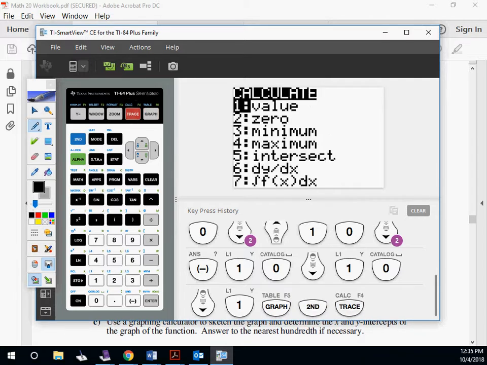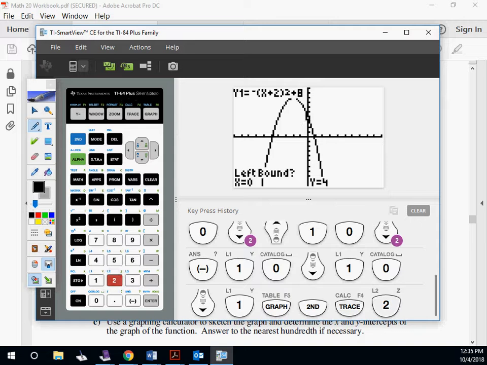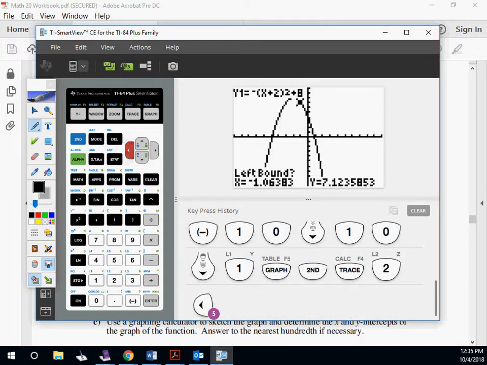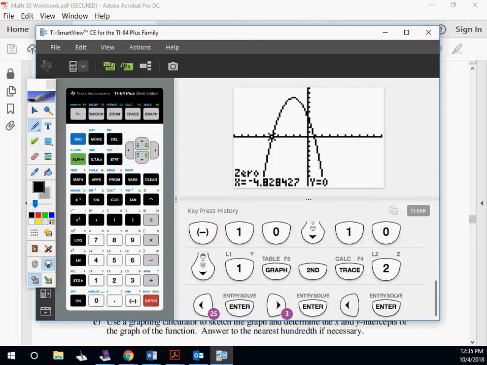Second, trace the 0. Some of you guys still know how to do this. You should know by now. Okay, so we're going to move it over to the other side. Okay, enter. First one, negative 4.83 if you're rounding to the nearest hundredth. Negative 4.83 is the first one, if you're going nearest hundredth like the notes say.